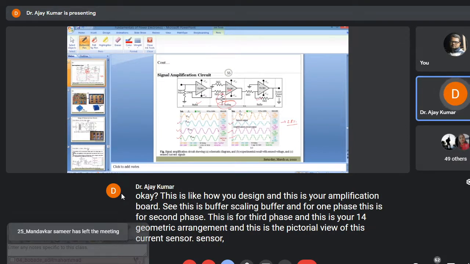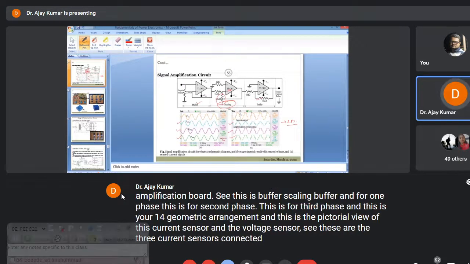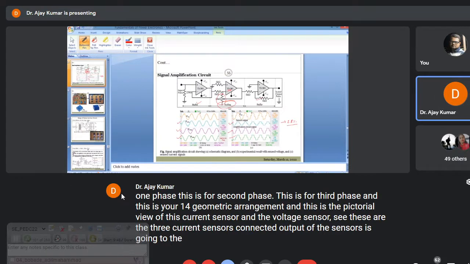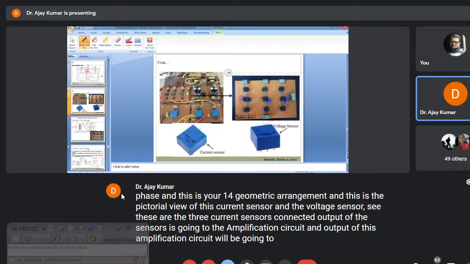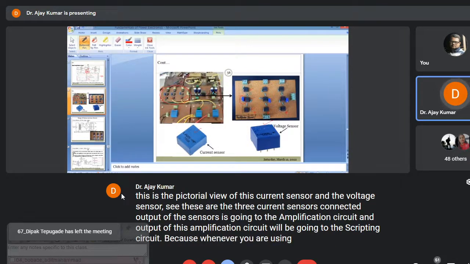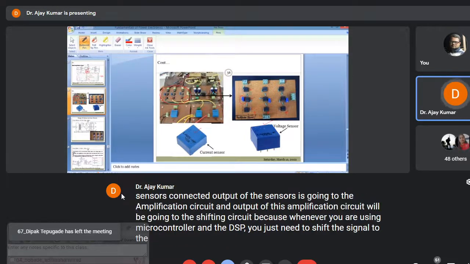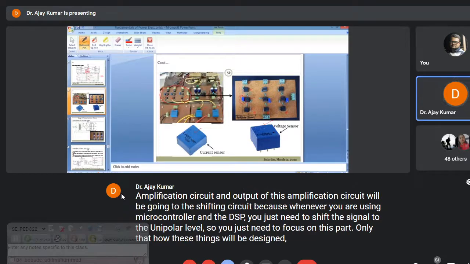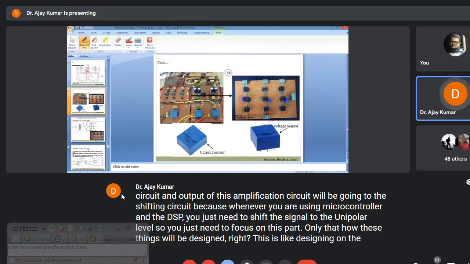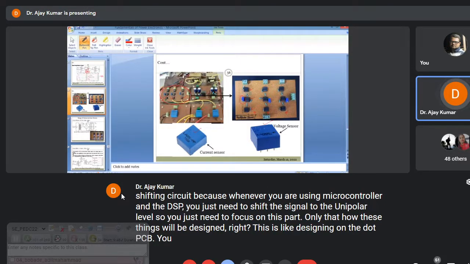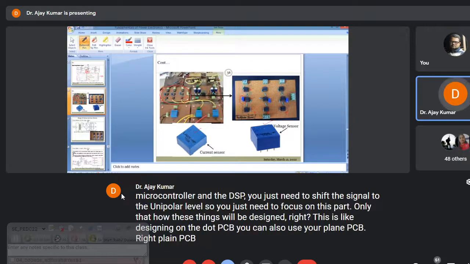See, these are the three current sensors connected. The output of the sensors is going to the amplification circuit, and the output of the amplification circuit will be going to the shifting circuit, because whenever you are using a microcontroller or DSP, you just need to shift the signal to the unipolar level. So you just need to focus on this part, how these things will be designed, right? This is designed on the dot PCB. You can also use a plain PCB. Plain PCB designing is also more sophisticated and more reliable.